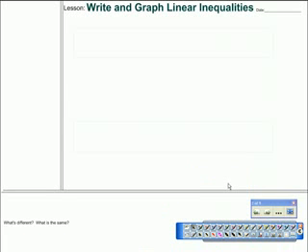Today we're going to expand upon what we started in the last chapter, and we're going to use that information to help us write and graph linear inequalities.